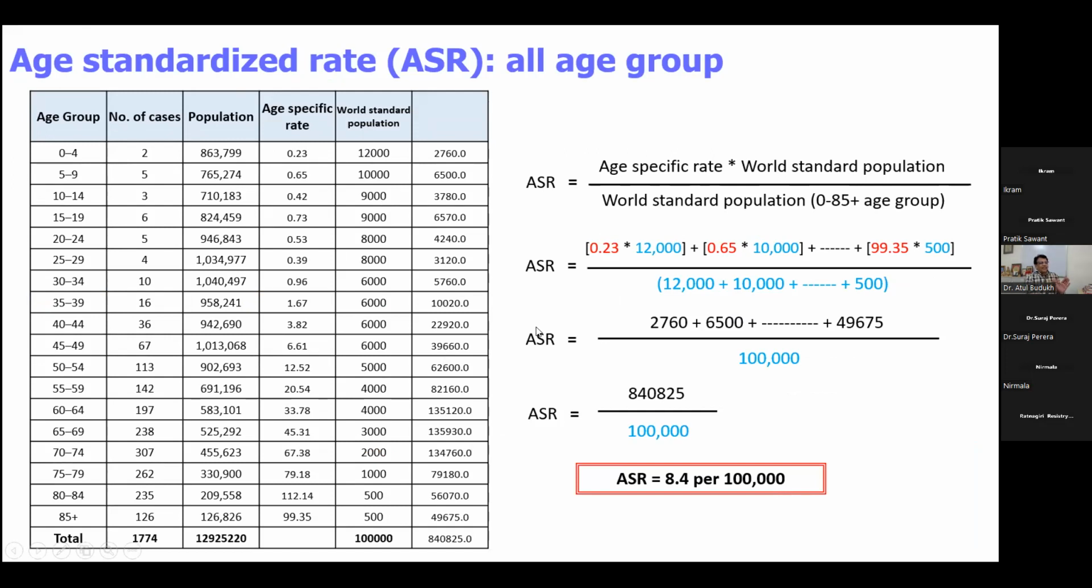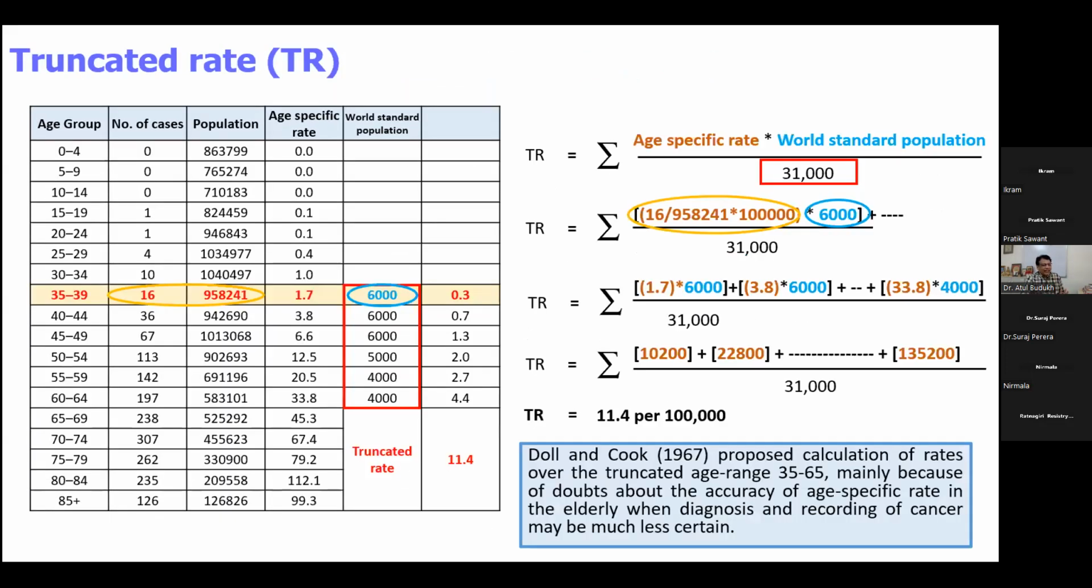For a standardized rate, we have multiplied 0 to 4 specific rate into world standard population, 5 to 9 specific rate into world standard population, up to 85. But truncated rate is only done for 35 to 64.